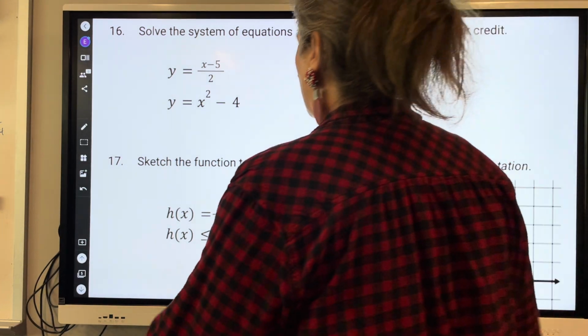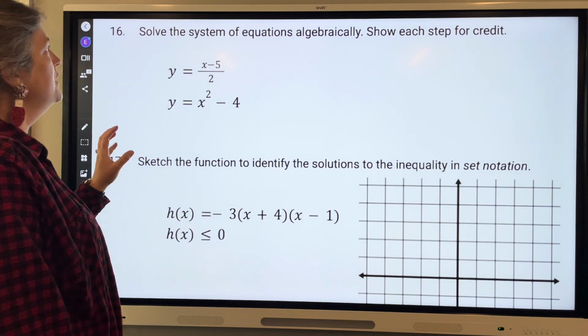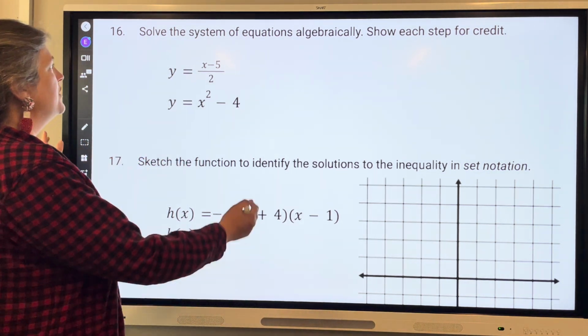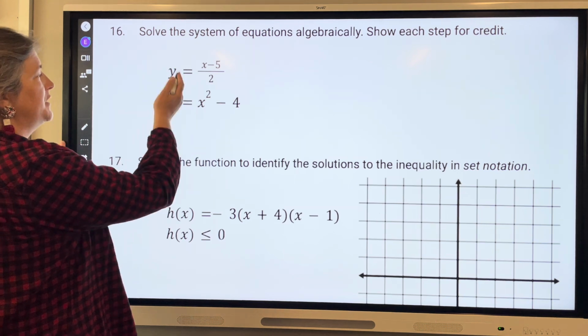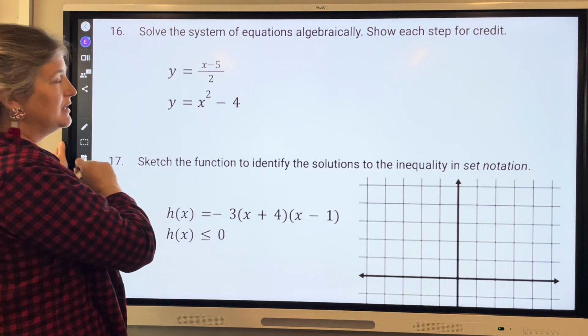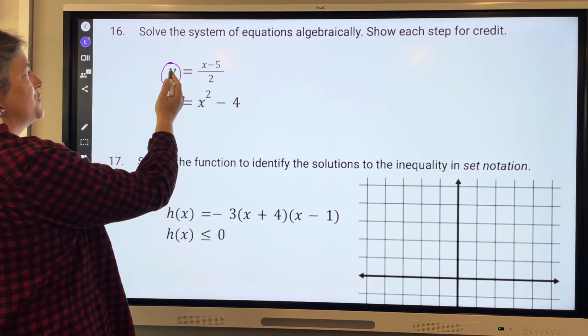Okay, this is page 5, and I'm going to try and do page 5 and 6 both in this video. So, solve the system of equations algebraically. Show each step for credit. So, algebraically means without graphing them, which, you know, I can manage now and then. They are set up very nicely for substitution.